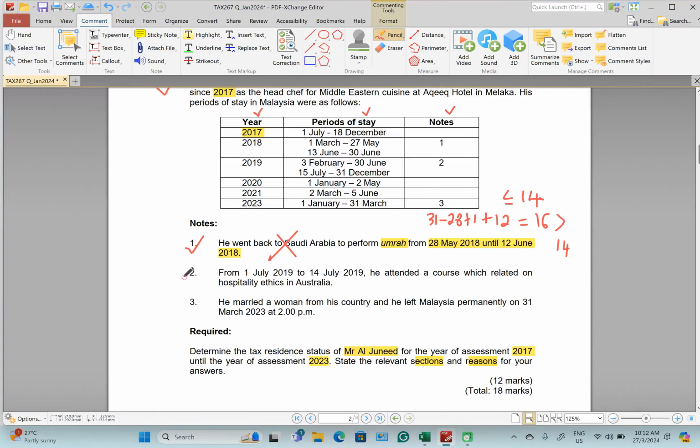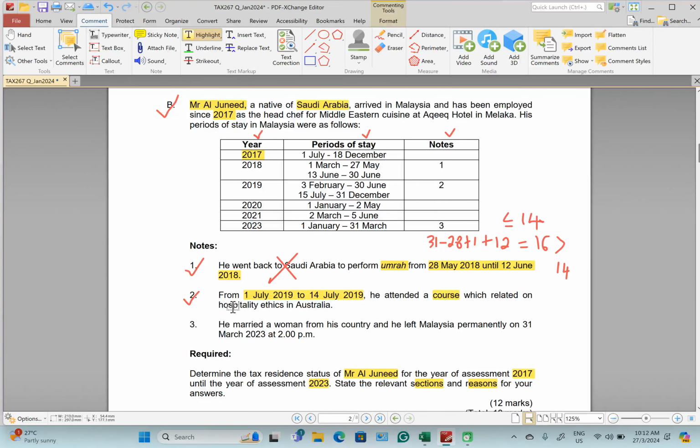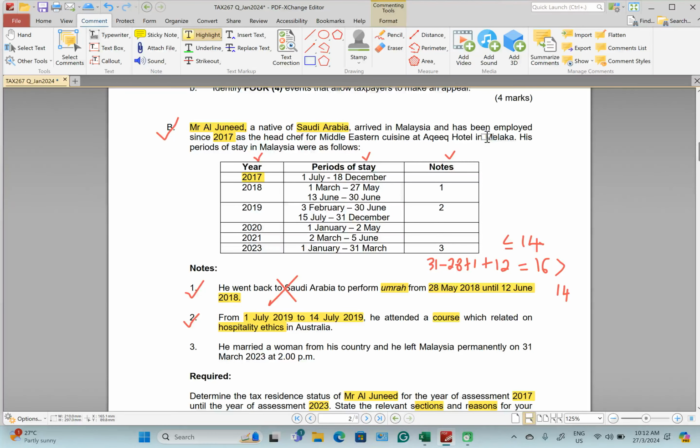Notes number 2. From 1st July until 14 July 2019, he attended a course related to hospitality ethics in Australia. Hospitality ethics, very obvious. He is working at a hotel and attended a course related to his job. So this one is confirmed temporary absence with no limit if related to work.